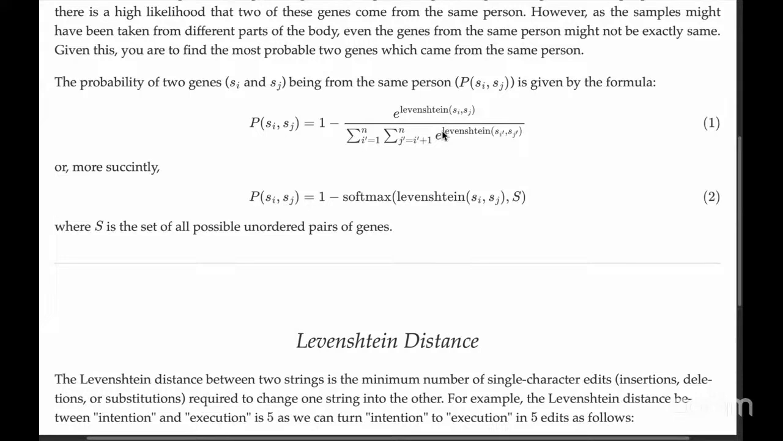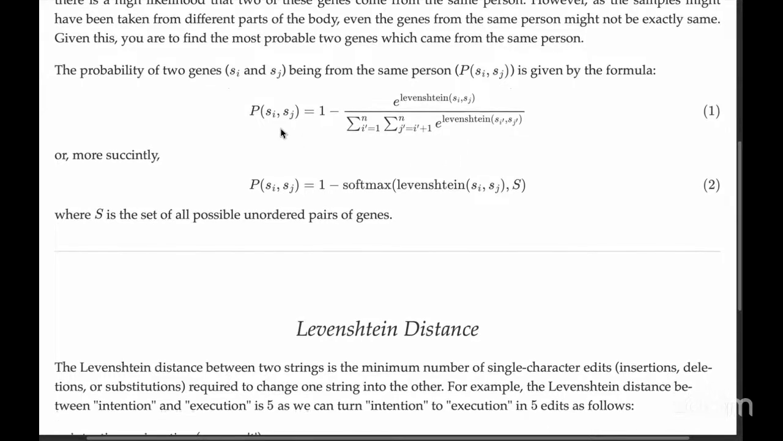Right? So obviously e to the power of something is a positive number. So the division of a positive number by the sum of all those positive numbers is just a positive number between 0 and 1. And we just negate that by doing 1 minus, so we get another positive number between 0 and 1. So this is the probability. And Levenshtein is just a distance function between 2 strings. If you are not sure what that is, you can look it up.